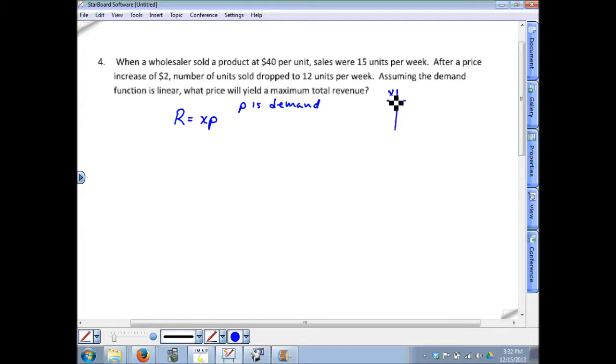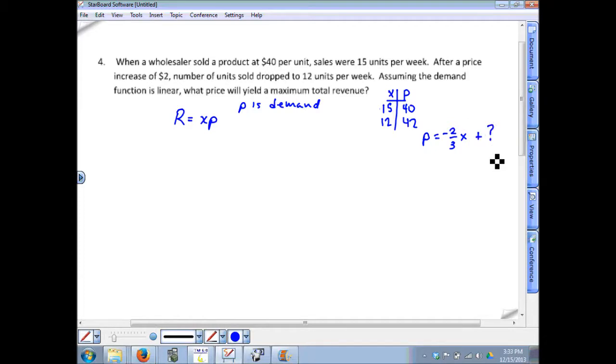The demand function is a function in terms of x and p, where x is units and p is price. So 15 units per week for $40, but a price increase of $2, so that's $42, demand dropped to 12 units per week. So assuming this is linear, we can describe this using a linear equation. The change in y is 2, the change in x is -3, so the slope is -2/3 of this function. And if we're going to make a function in terms of x, we're going to have p is equal to -2/3 x.